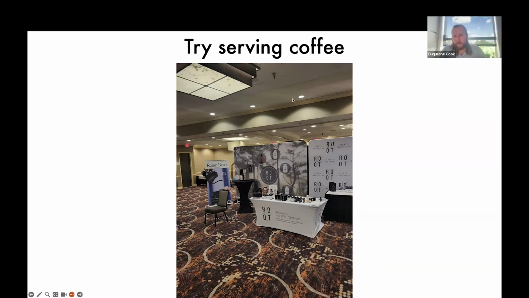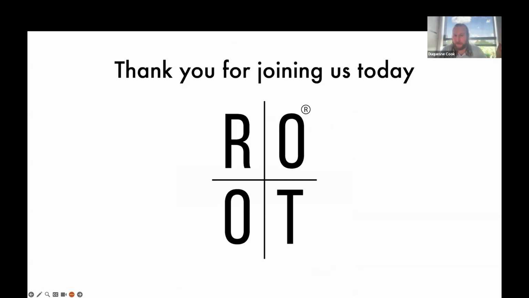Logistics note, and we learned this the hard way: do not get a white tabletop cover if you're doing coffee, because coffee stains it, and we've made that mistake. So if you are brewing coffee, either have a black top or no top and just have a table. We learned that the hard way.